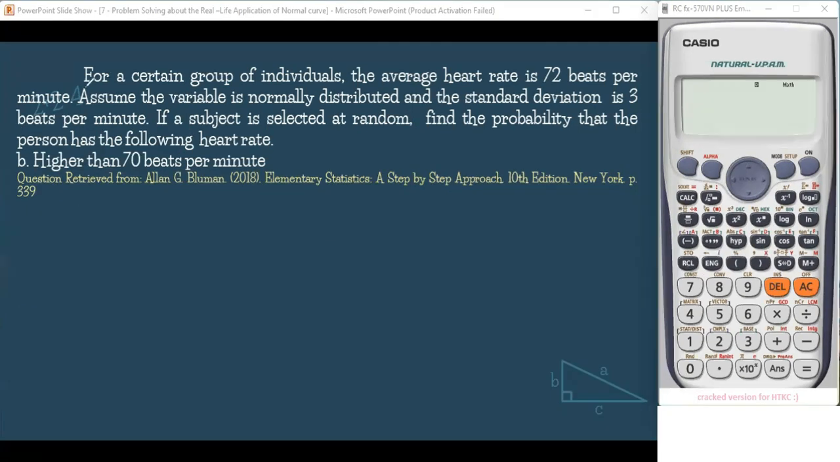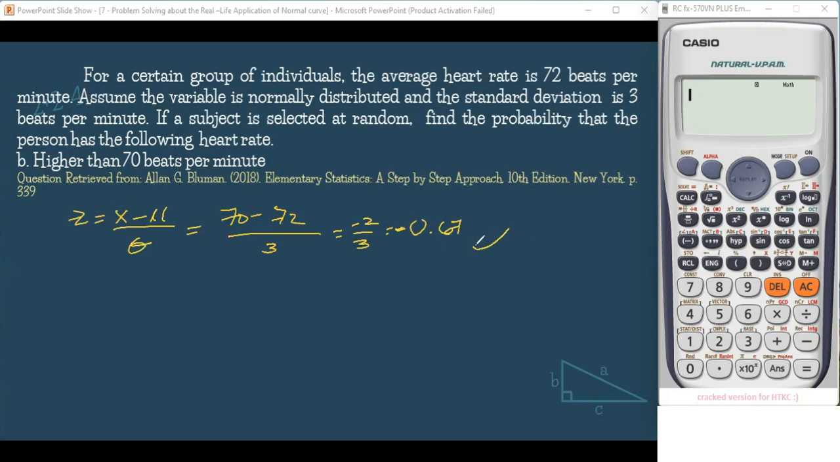For letter B, we have higher than 70 beats per minute. So again, we have z is equal to x minus the population mean all over the population standard deviation, which is equal to, how many are we asked to find? 70. Minus our population mean of 72 all over the population standard deviation of 3. So that is negative 2 over 3 or simply negative 0.67.